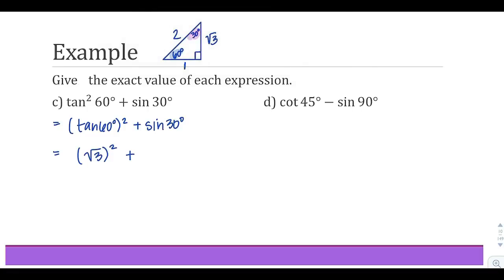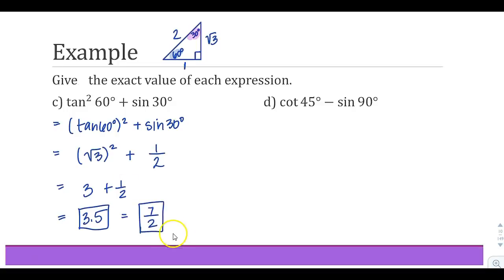Now for sine of 30 degrees, I'm going to focus on the 30 degree angle this time. So sine of 30 degrees, sine is opposite. So opposite 30 degrees is 1 over hypotenuse. Well, the hypotenuse is directly across from the 90 degree angle. That's 2. So sine of 30 is opposite 1 over hypotenuse 2. So I have plus 1/2. So the square root of 3 squared, that's 3, plus 1/2, that's 3.5 as a decimal, or you can leave your answer as a fraction, 7 over 2, as an improper fraction.